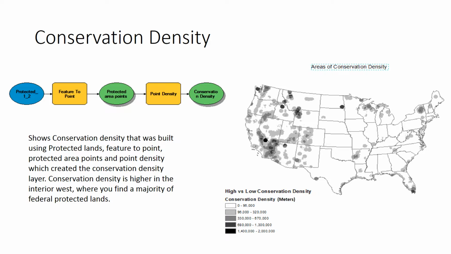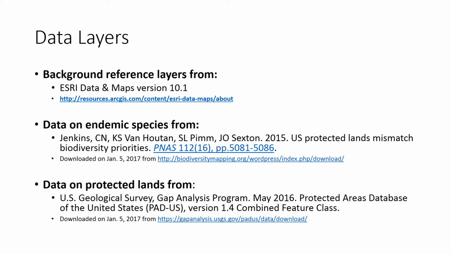This is just another map showing us where a lot of that conservation is currently being used in the United States. So this is kind of opposite of that first map I showed you with endemic species, and that's where conservation is needed. This is where conservation is being done. So you can see those dark black areas is where a lot of that conservation is being done. These are the data layers that I used in my research.